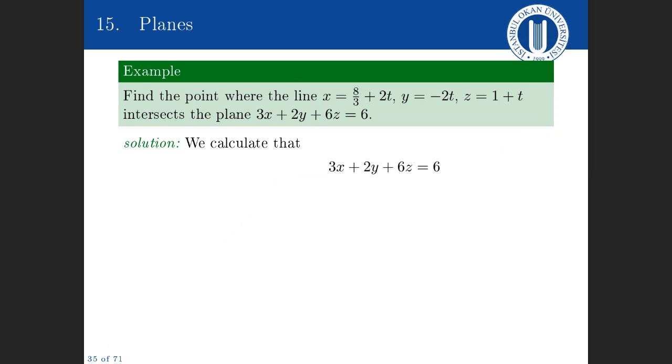But we have a formula for x. x is 8 over 3 plus 2t. I'm going to put that here. We have a formula for y. y is minus 2t. I'm going to put that in instead of y. And we have a formula for z. z is 1 plus t. Instead of z, I'm going to be writing 1 plus t.